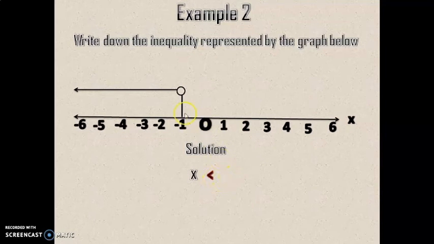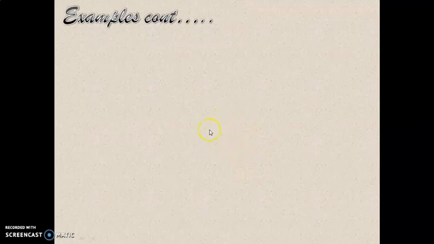Do you understand? Then the last part of this solution is the number that this line or this bar is resting on, and that number is -1. The number is what? -1. So you are going to write -1 here. And this is the relation. x less than -1. This graph is a representation of x less than -1. So this is how to interpret a graph as far as inequality is concerned. Is that clear? Good. So these are a few examples that we've discussed.